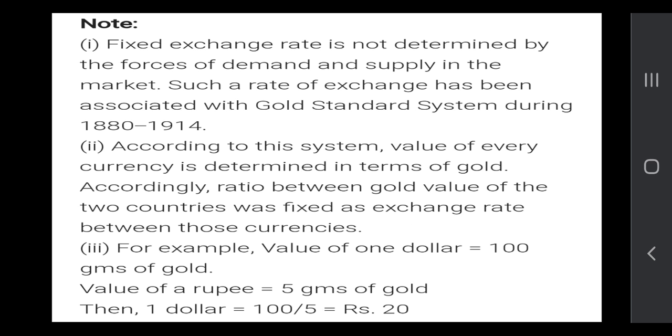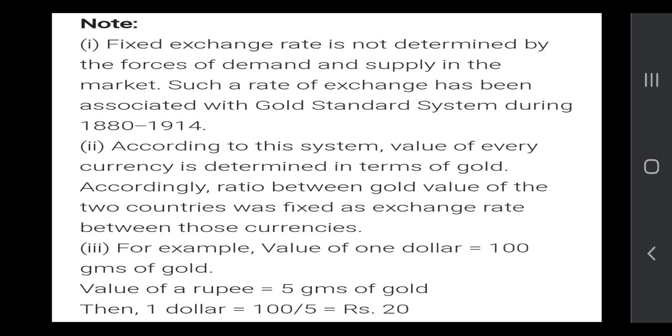Such a rate of exchange has been associated with the gold standard system during 1894. In the gold standard system, the value of gold was determined with all the countries' currencies. The countries who were trading had to pay in terms of gold only. But with the passage of time, there were many demerits of the gold standard, so it collapsed.